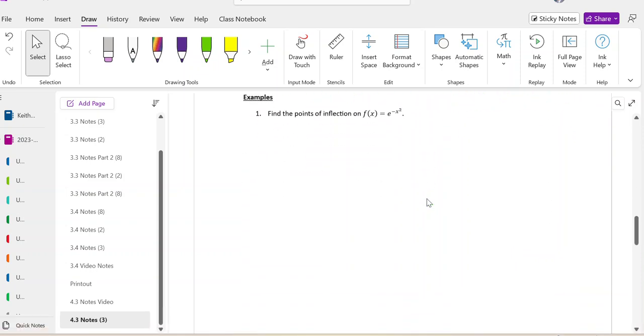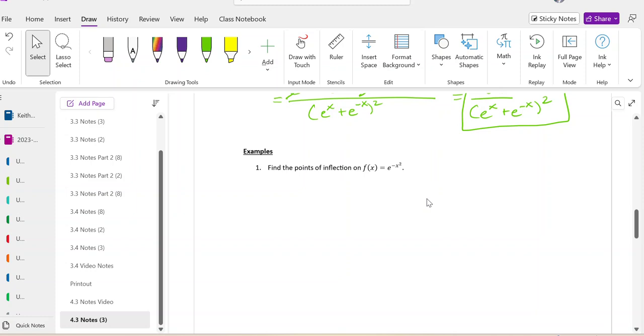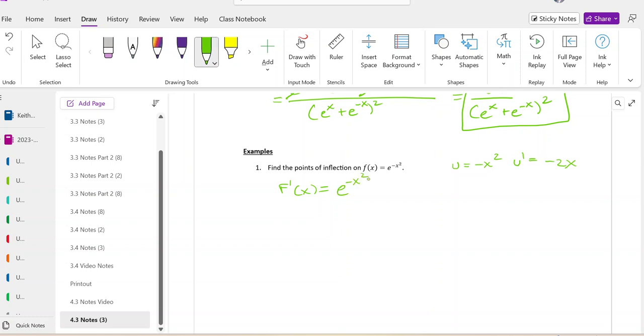All right, finding the inflection points of f of x equals e to the negative x squared. Remember, that's second derivative. So the first derivative, u would be negative x squared. So u prime would be negative 2x. So it would be e to the negative x squared times negative 2x. So basically it's negative 2x e to the negative x squared. That's the first derivative. The second derivative, you have to do the product rule.